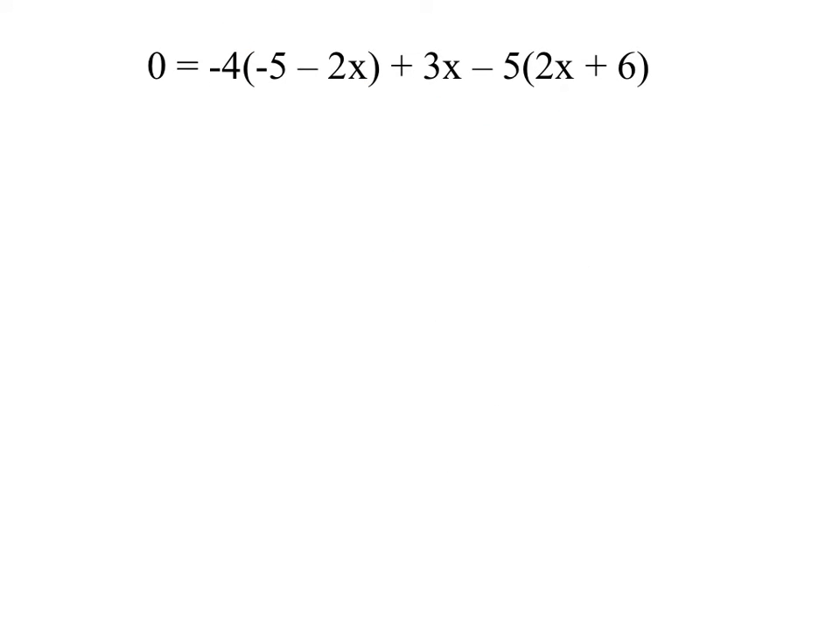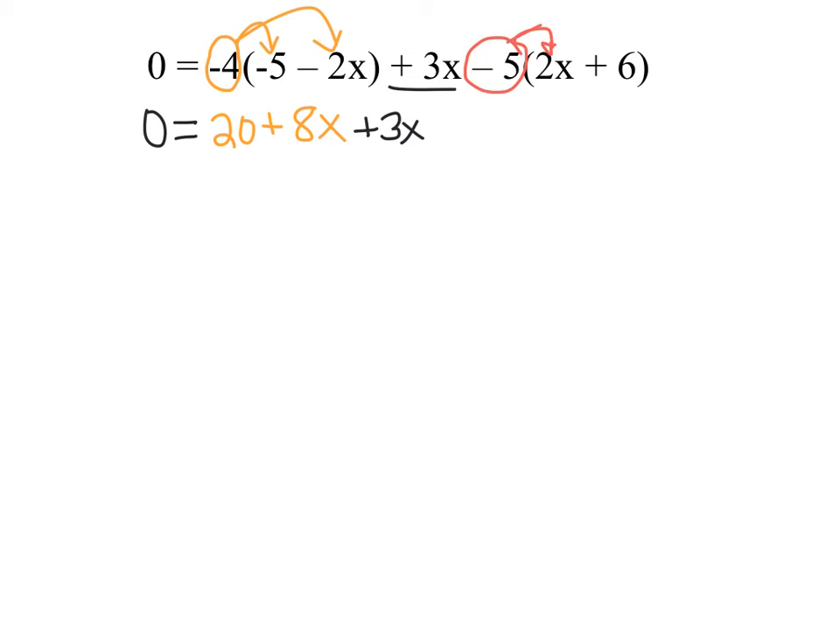All right, last problem. Super complicated. Yay. All right. I'm not using the 0 yet, and I'm not using the equal sign yet, so I bring those down. I distribute the -4 to both numbers, so I get 20 plus 8x. I'm not using the +3x, so I bring that down. But then I have to distribute the -5 to both numbers. So a negative times a positive is a -10x, and a negative times a positive is a -30. And now I can combine my like terms.